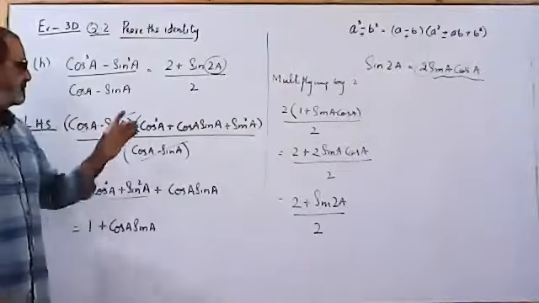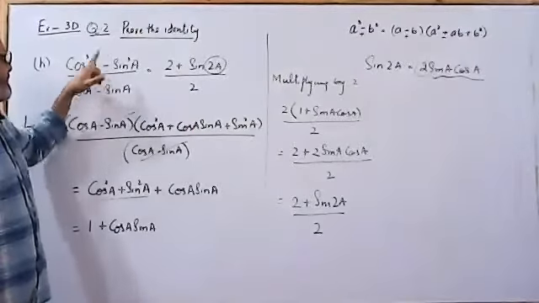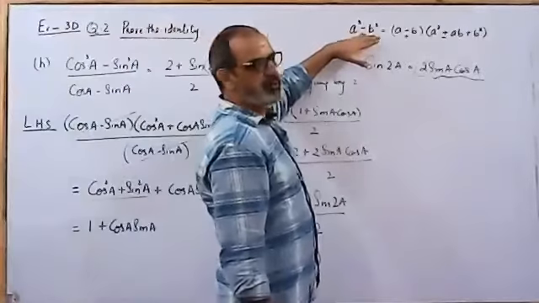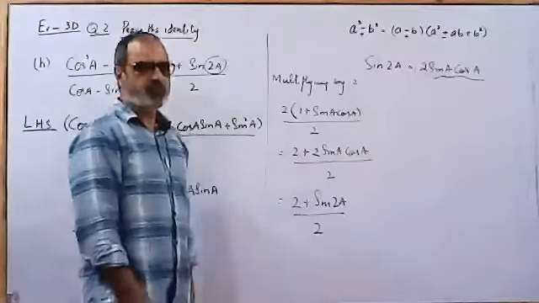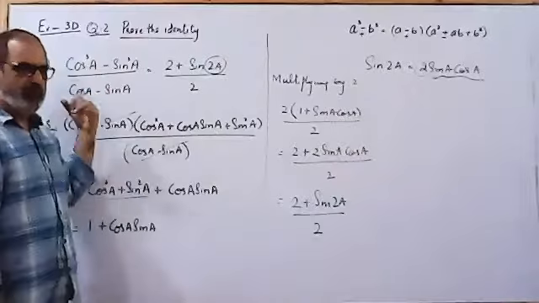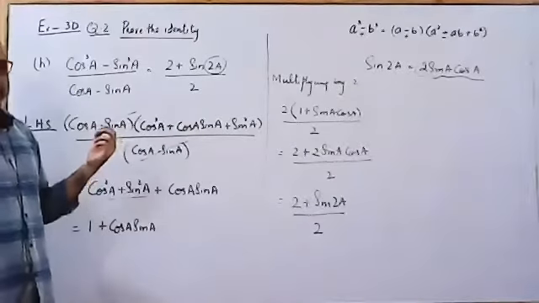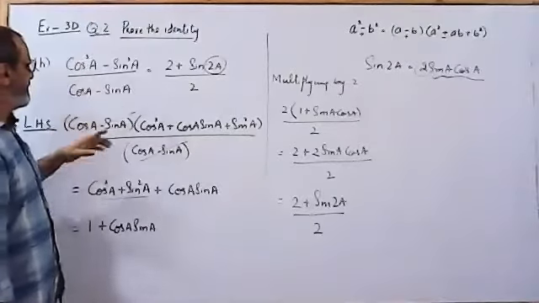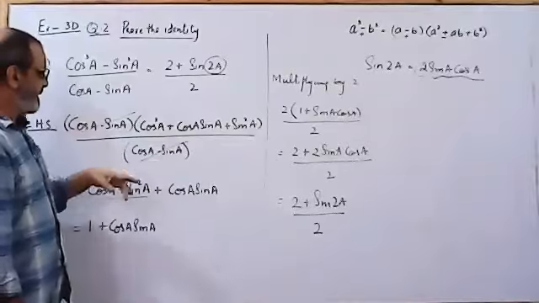Most of you people are not familiar with this identity about the cubes of two terms. I have written this identity, a cube minus b cube as a minus b into a square plus ab plus b square. So I have used that identity over here. Otherwise, I am using the normal procedure to prove the identities. I select the side with a greater number of terms, and then I have applied this identity just to cancel these two terms. Then I have simplified.